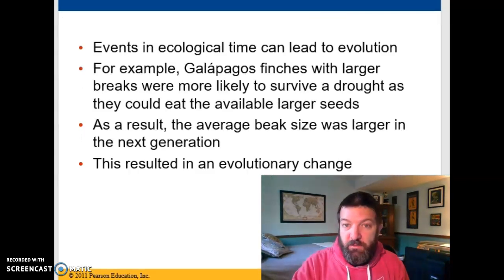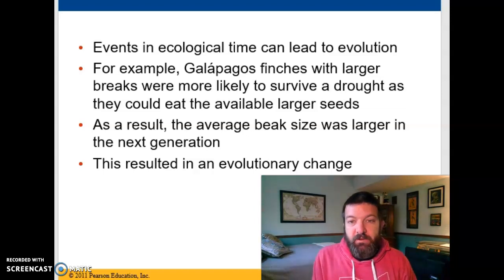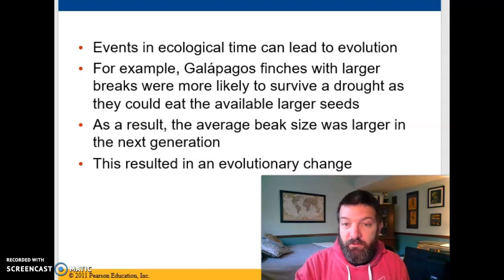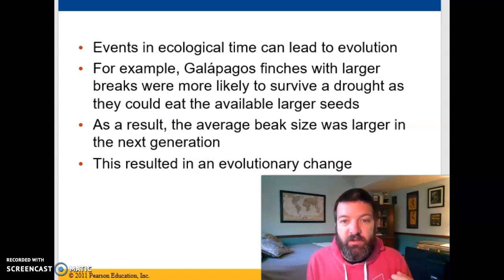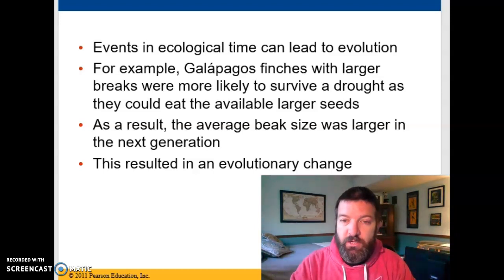For instance, we've talked in the past about Galapagos finches, and there was a well-documented drought on the Galapagos Islands in the 70s, and finches with larger beaks were more likely to survive the drought because they could crunch the larger seeds that were still around. And that's an ecological interaction, right? That's them interacting with the abiotic factors in terms of lack of moisture and the biotic factors in terms of which seeds are available. But those ecological interactions over time, over generations, led to a change in the average beak size of Galapagos finches, and that is evolutionary change.